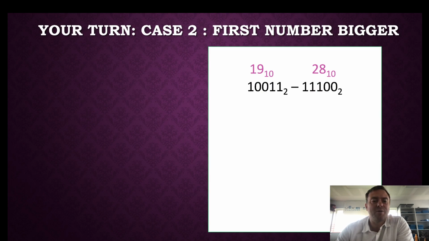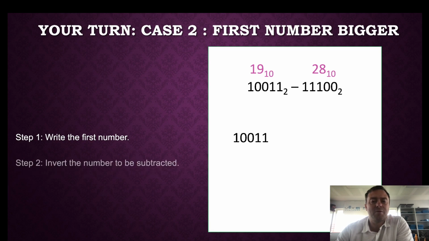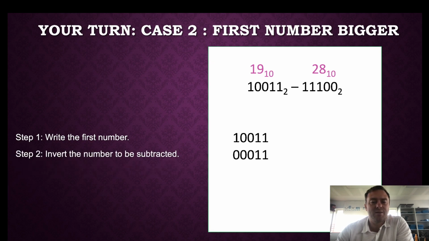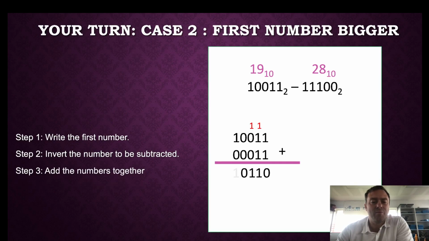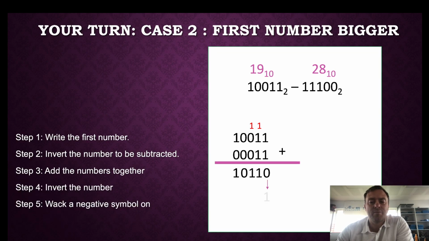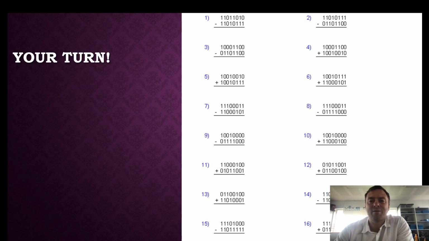So the first step is you write the first number, 1, 0, 0, 1, 1. Then you write the number to be inverted, so you flip the bits. Then you add the numbers together, and you get 0, 1, carry the 1, 0, and then 1, 1. Then we invert the number back, so we get 1, 0, 0, 1, 0. And then to know what this number is, we just put a negative symbol on the front. So that should be negative 9, sorry, there. Pause the video, have a go at those.